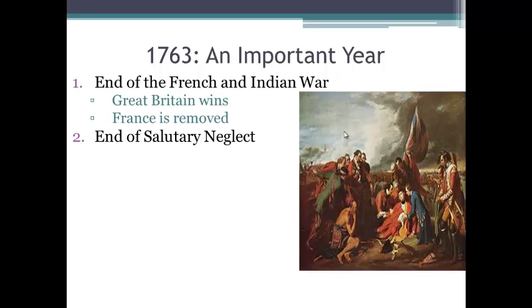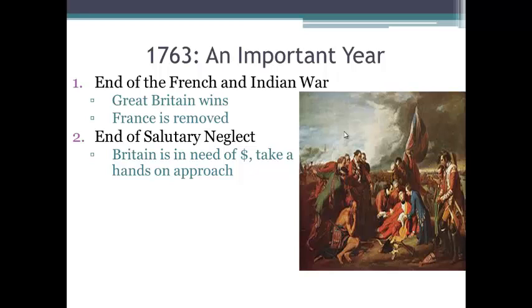We also have a very important concept called salutary neglect, and this ends in 1763. What salutary neglect simply means is that Britain is leaving the colonies alone as long as they're making money. But Great Britain is in debt. So, Mr. Lawrence, why is Britain in need of money now that this war is over? They just won a war. Why are they in debt?